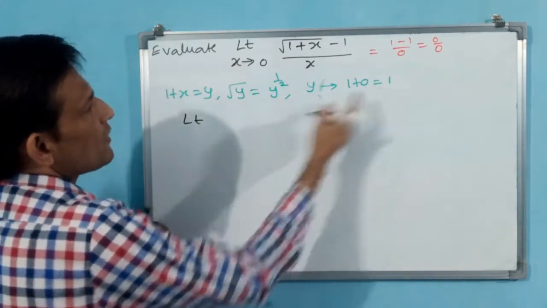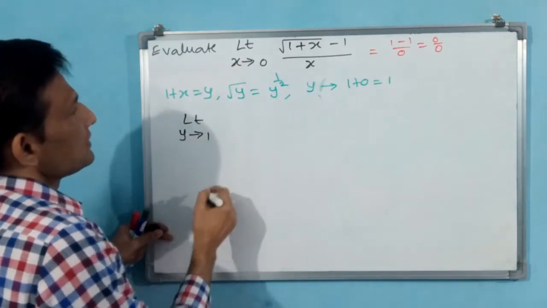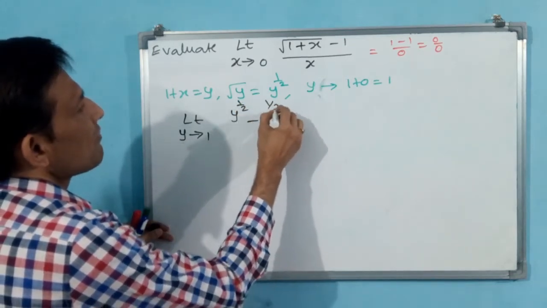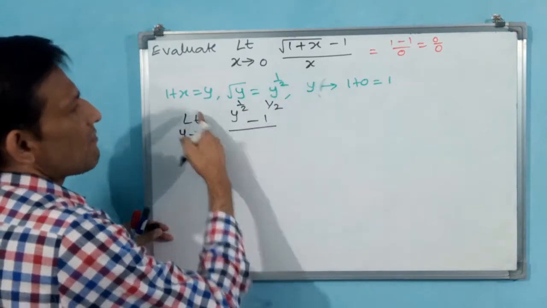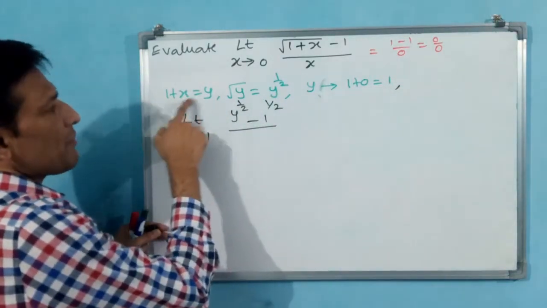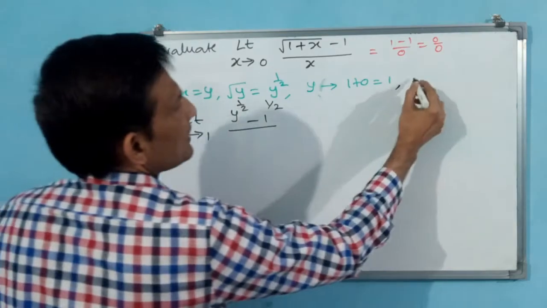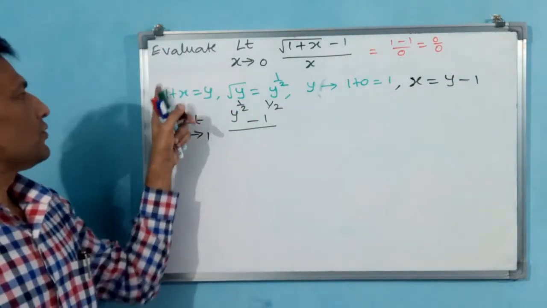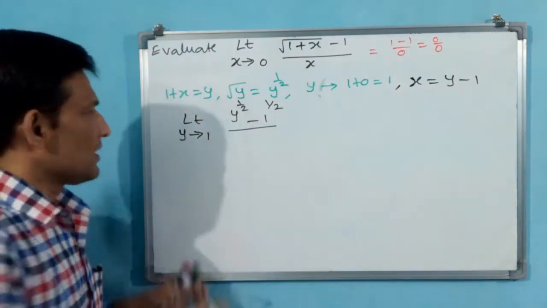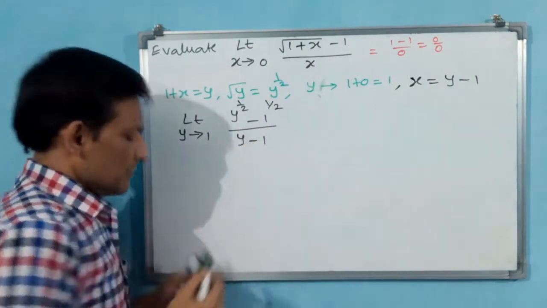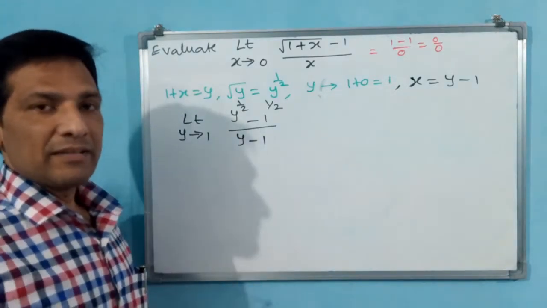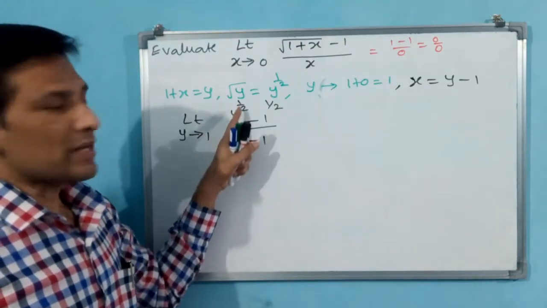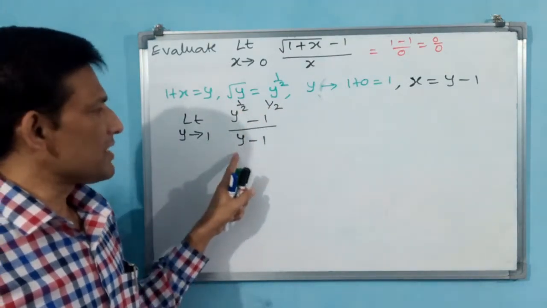Now y tends to 1 you write. And here y to the power of 1 by 2 minus 1 to the power of 1 by 2, by x. Another thing I will write. See, when 1 plus x is equal to y, x is equal to y minus 1. Is it okay? Then rather than x you write y minus 1. Now this has become another like that formula. Limit x tends to a, x to the power of n minus a to the power of n, by x minus a.